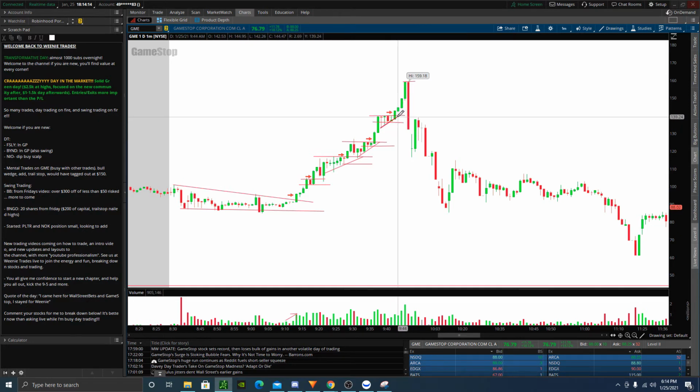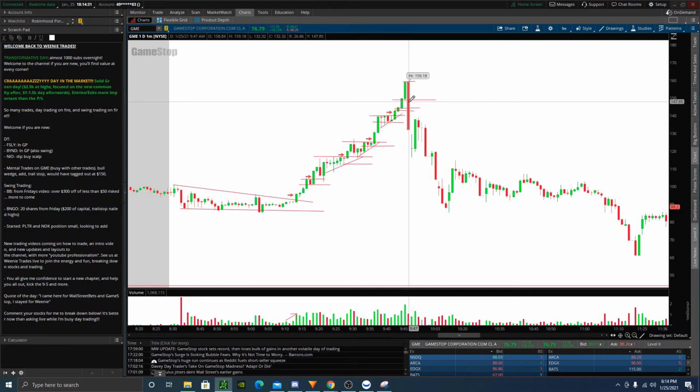I was saying once we started to go parabolic, I would trail my stop up candle by candle because we're getting capitulation. That usually means every buyer has bought and every short seller has been stopped out. And boom, right there, I said at about 148, 150-ish. That's where I would have tagged out my position.